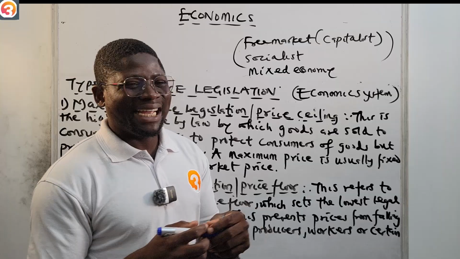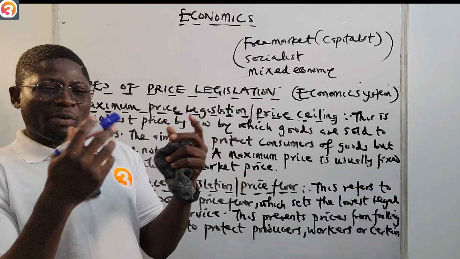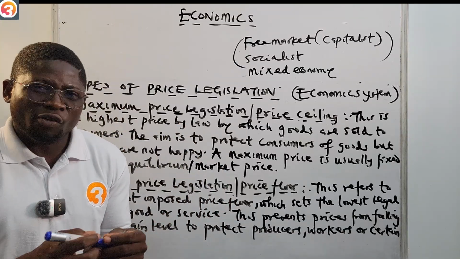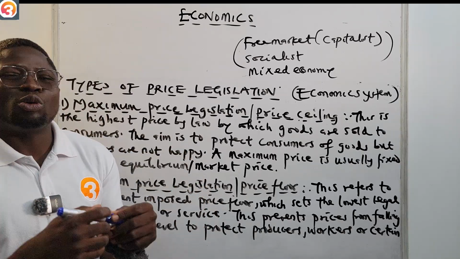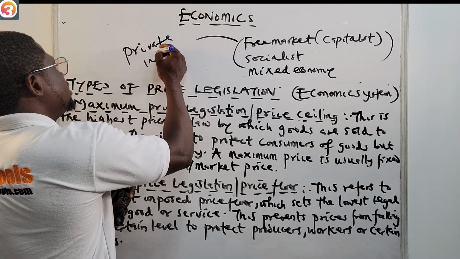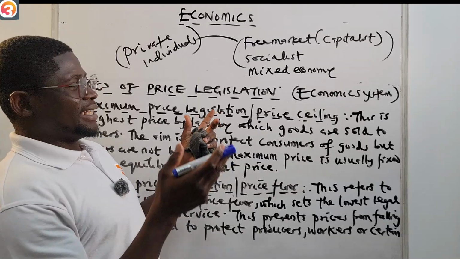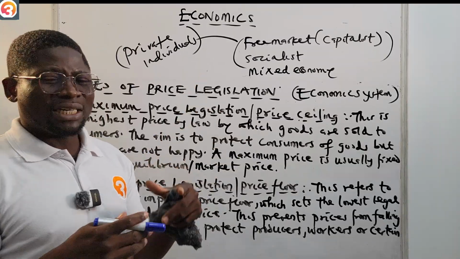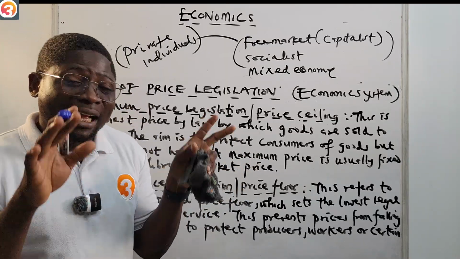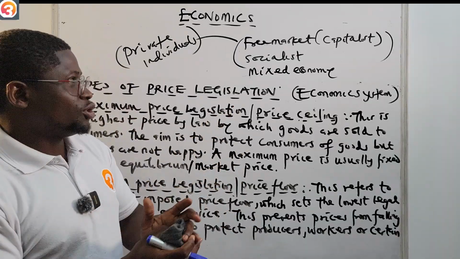And we know what the free market economy, or the capitalist economic system, means. It's a type of economy where the resources, or means of production, of a particular economy are controlled by private individuals. Then we also have the socialist economy, where the resources are controlled by the government, by a centrally placed authority.